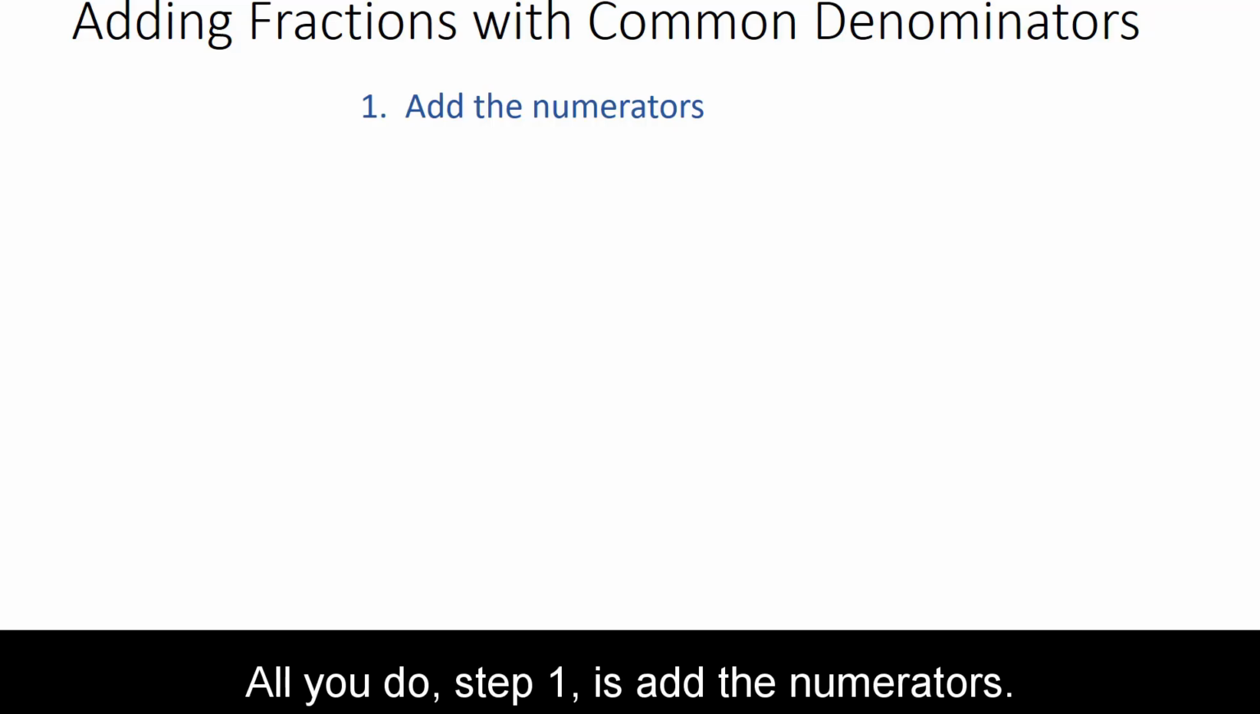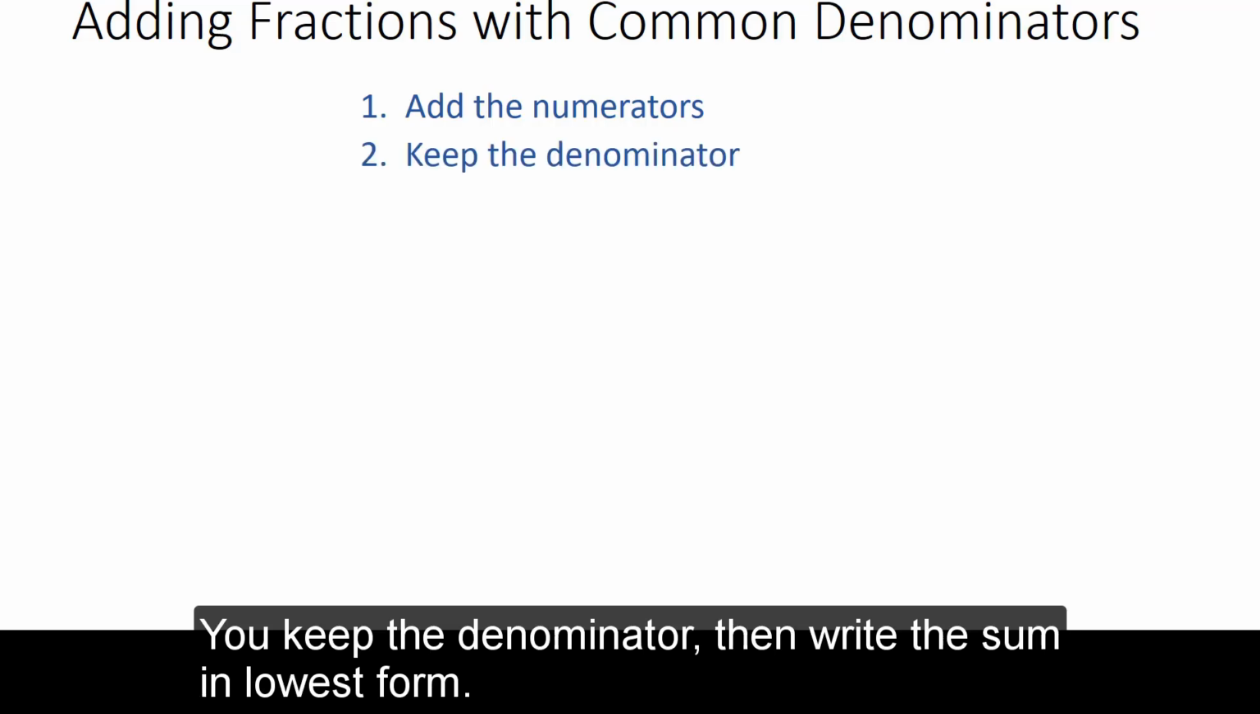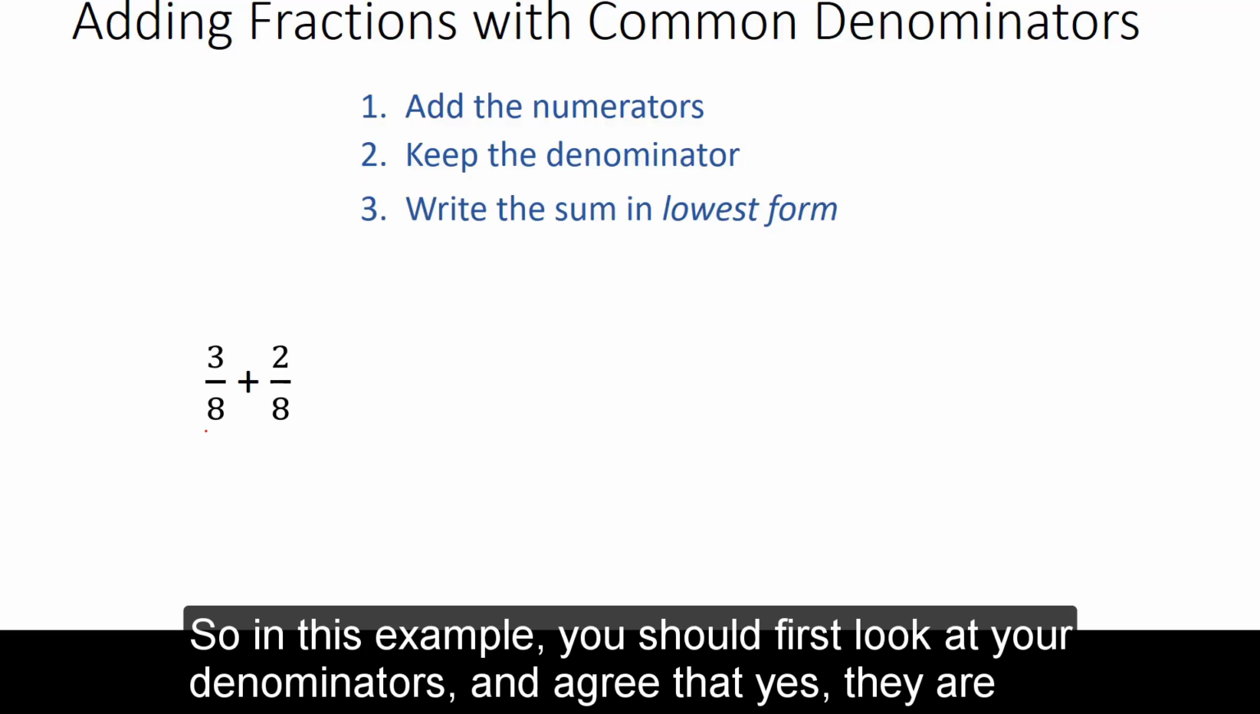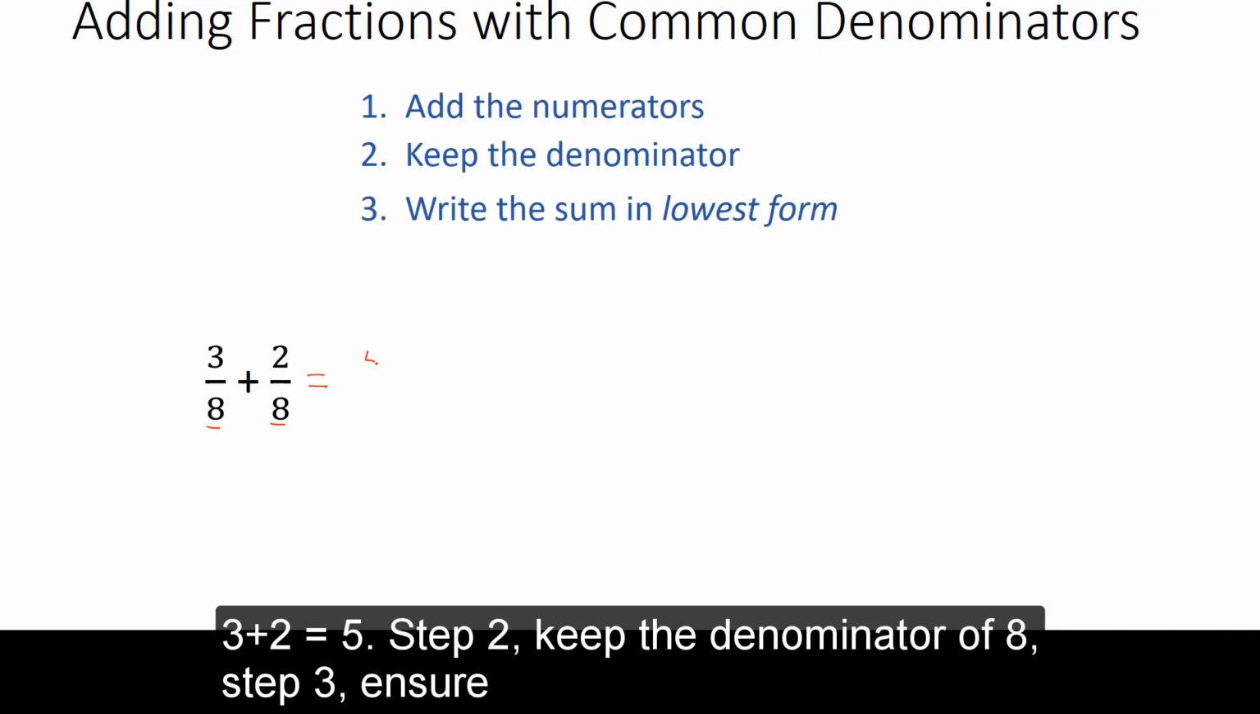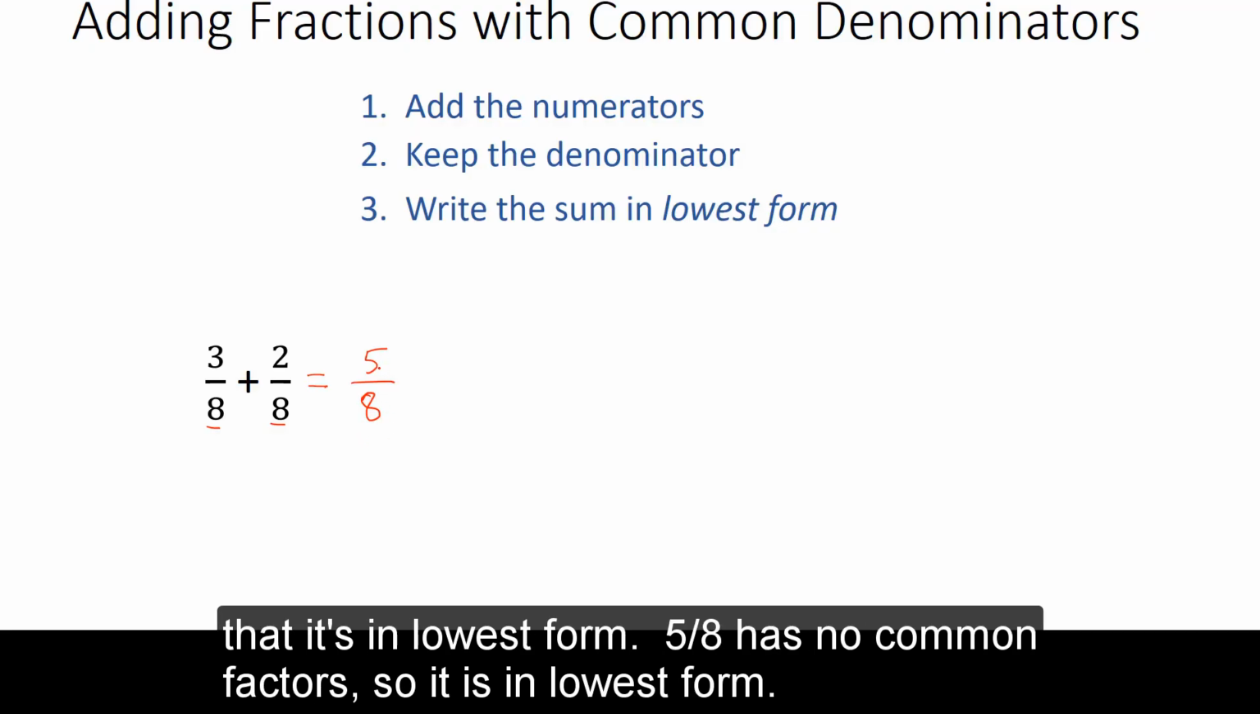Okay, with that in mind, let's just look at the easy steps involved in adding fractions with common denominators. All you do is step 1 is add the numerators. You keep the denominator and then write the sum in lowest form. So in this example, you should first look at your denominators and agree that yes, they are common. Therefore, these fractions can be added. Step 1, add the numerators. 3 plus 2 is 5. Step 2, keep the denominator of 8. Step 3, ensure that it's in lowest form. 5 over 8 has no common factors. It is in lowest form.